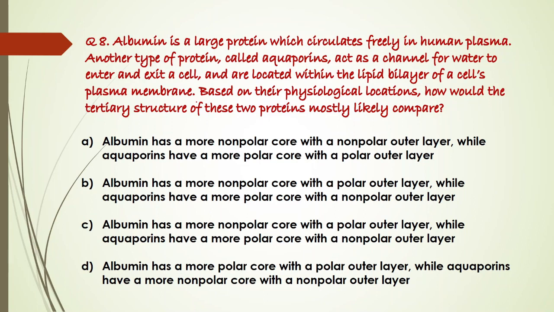B and C are the same. Okay, let me see. As a more non-polar core, the polar outer layer and a more outer layer. These two are written same. So just select between the three. Option B and C are mistakenly given as the same options.